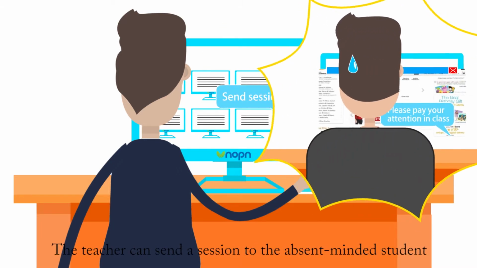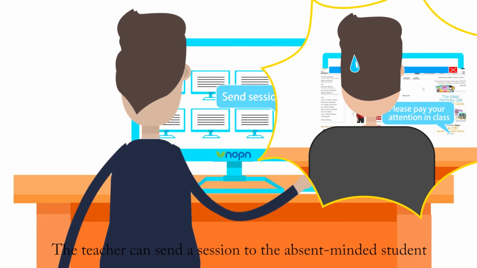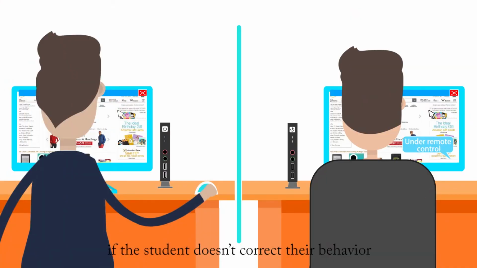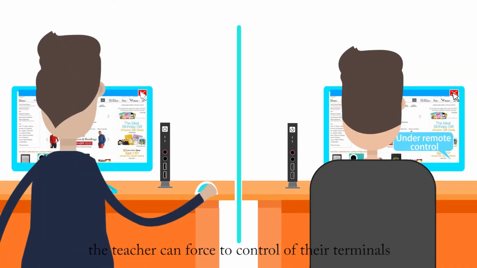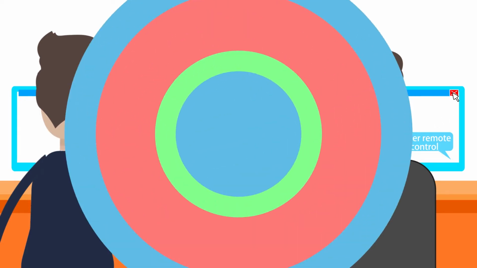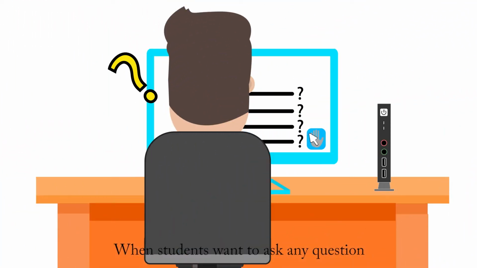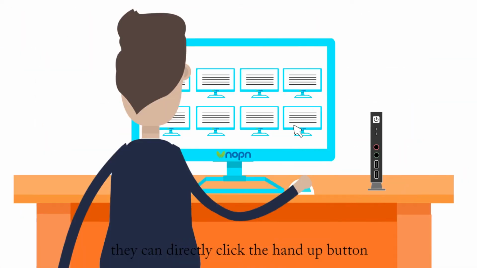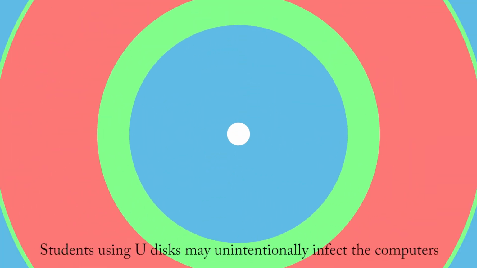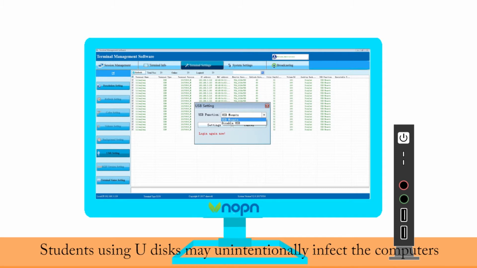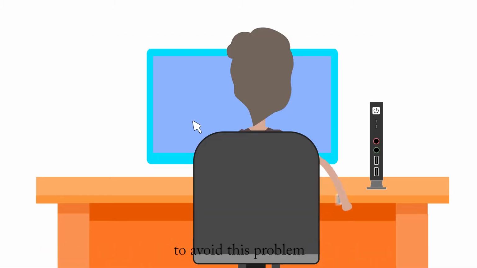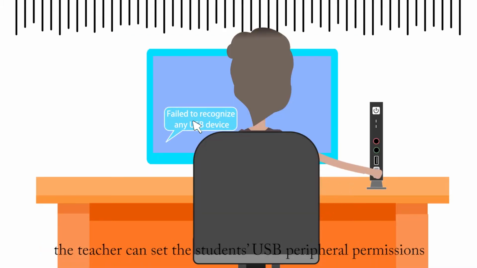The teacher can send a message to the absent-minded student. If the student doesn't correct their behavior, the teacher can force the control of their terminals. When students want to ask any question, they can directly click the hand up button and interact with the teacher. Students using USB disks may unintentionally infect the computers. To avoid this problem, the teacher can set the students' USB peripheral permissions.